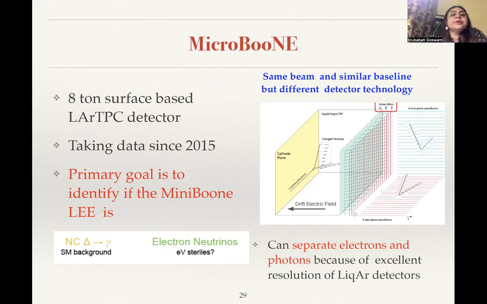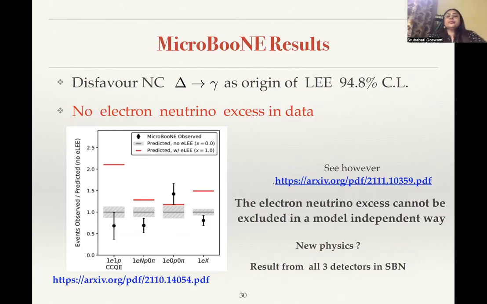So the MicroBooNE experiment is a liquid argon time projection chamber experiment, which was planned to test this, and its primary goal was to see if the MiniBooNE low energy excess is due to the SM background or it is due to the electron neutrinos originating from nu mu to nu e oscillations. This has the same beam as MiniBooNE, and they have a similar baseline, but they have different technology. And the liquid argon detectors have excellent resolution, so they can separate between the electrons and photons. So MicroBooNE results came out in 2021, and they disfavored the Delta to gamma, the neutral current background, as the origin of the low energy excess.